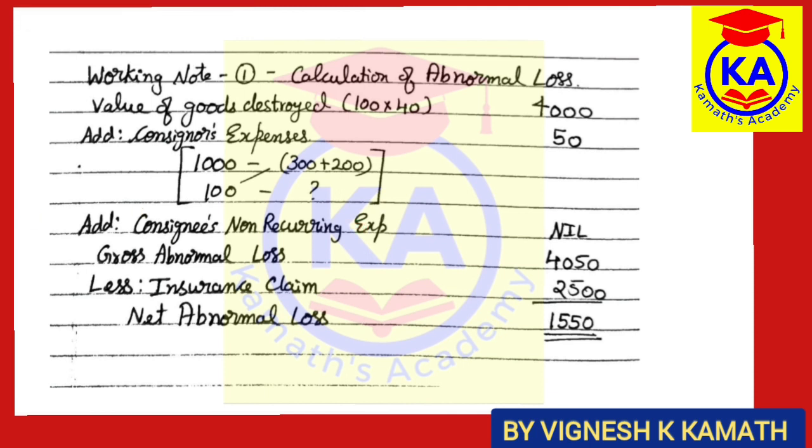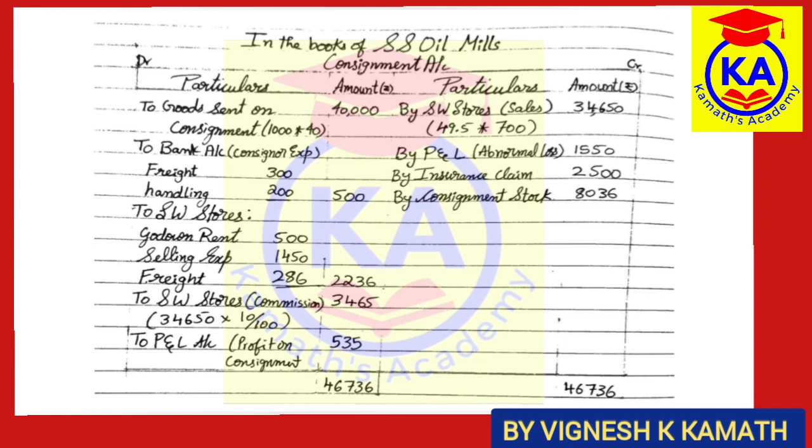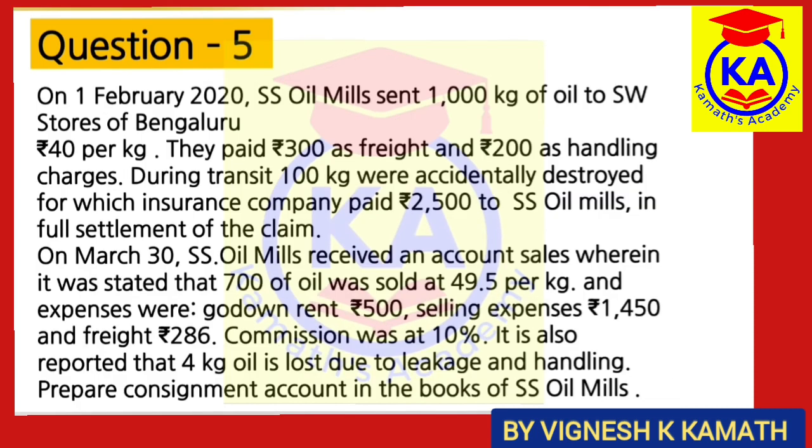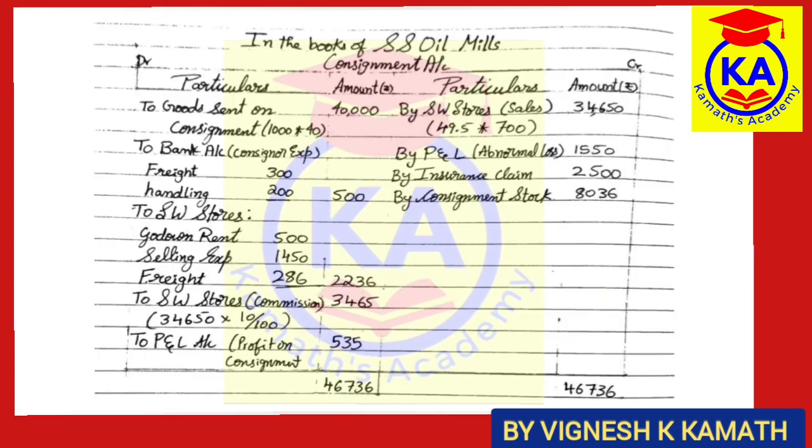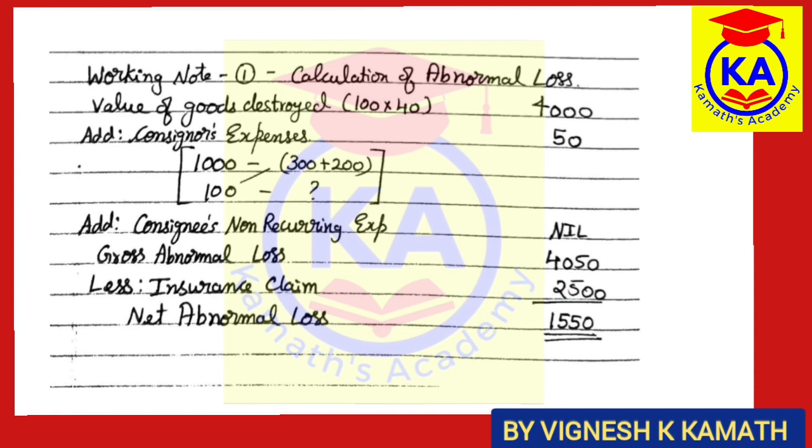Now add consignee's non-recurring expenses. See, the goods were destroyed in transit, right? So what do we mean by non-recurring expenses? I have explained it in the concept video. Non-recurring expenses are all those expenses we have to consider up to the point the goods reach the consignee's godown. Now the goods were destroyed in transit itself, so all expenses up to the point the goods were destroyed in transit should be considered.